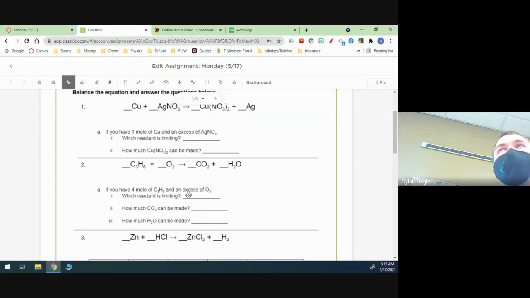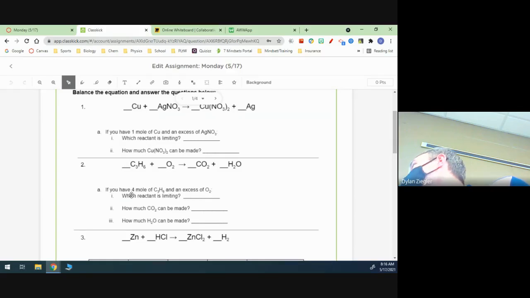What does it mean to have excess of something? Yeah, I have plenty of oxygen. I'm not running out of it, so it can't be my limiting reactant. I have extra, okay? So it's definitely not oxygen here. That tells me right away this is my limiting reactant.